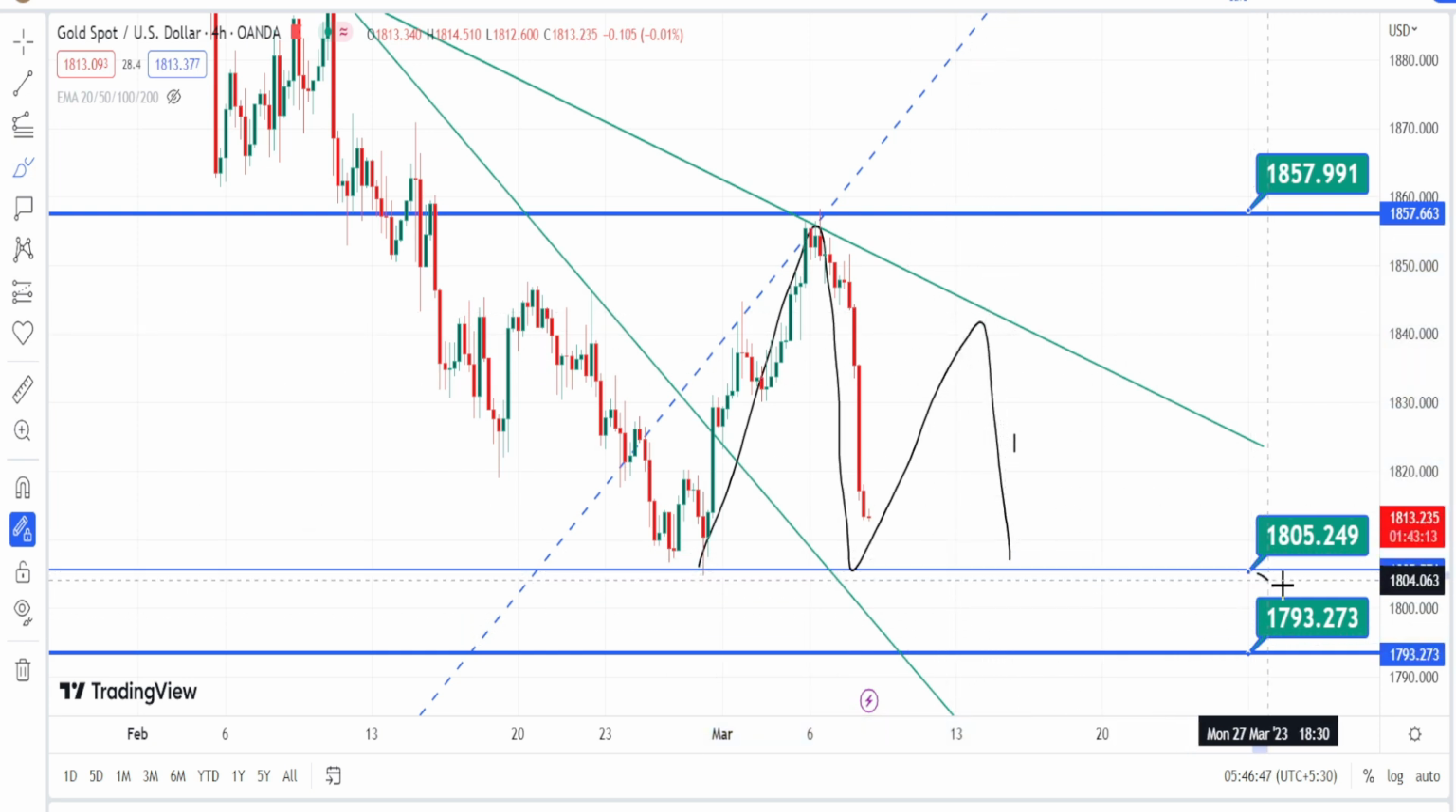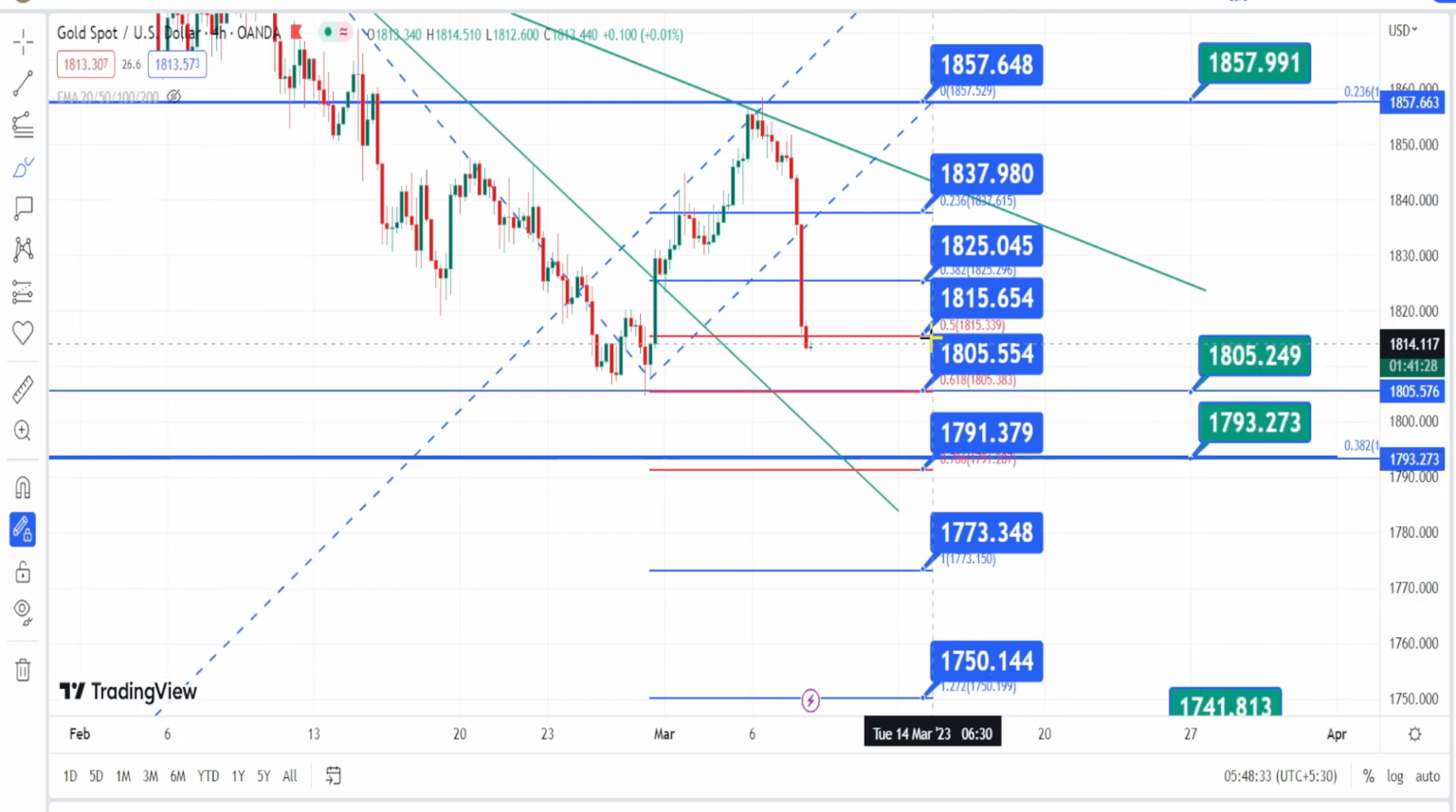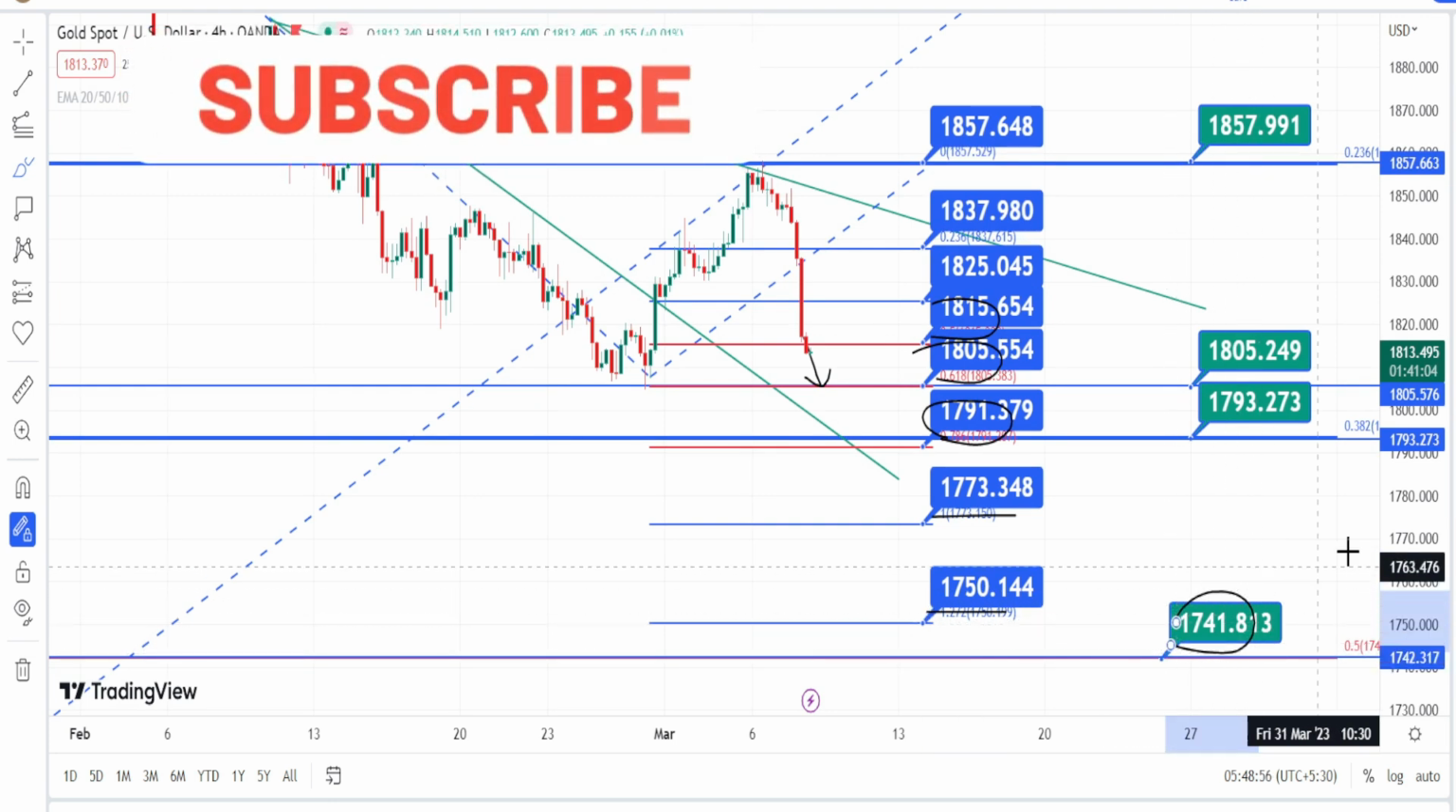Wait for the price action to break the previous low of 1805 in order to get the confirmation on the bearish trend continuation. So currently, the price action is trading between the resistance level of 1815 and support level of 1805. Once the support level is broken on the bearish side, next level of support is going to be around 1791. And once the support is broken, next level of support is going to be around 1773, 1750 and 1741.